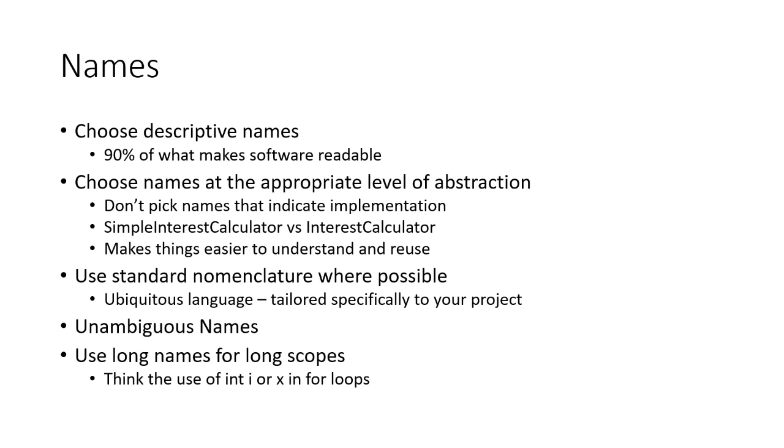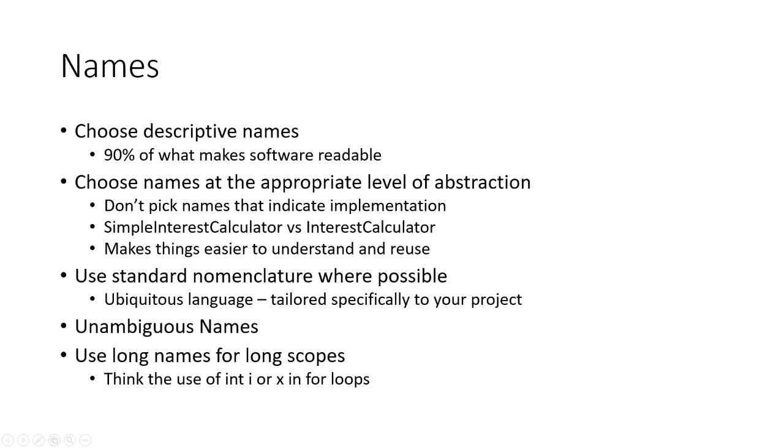So an example here that I got from ChatGPT was, if you name something simple interest calculator versus interest calculator, simple interest calculator is depicting an implementation, and you should really name things at an abstraction level. So you name something an interest calculator so that then later you can name something a simple interest calculator, and you go just one level of abstraction higher for a better organization, and it makes things easier to understand and reuse.